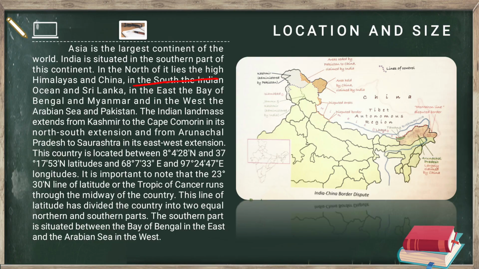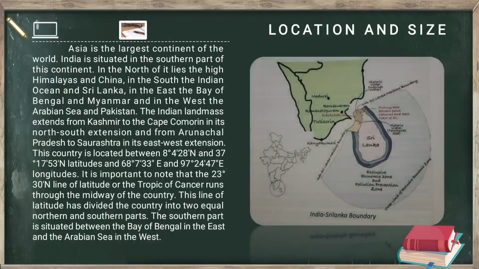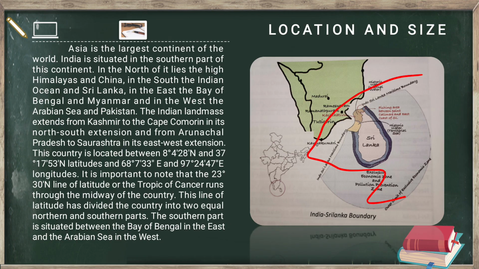In the south, the Indian Ocean and Sri Lanka. So in the south of India, what do we have? We have this Indian Ocean. This whole is the Indian Ocean. Just below is the Indian Ocean, and then this is Sri Lanka.